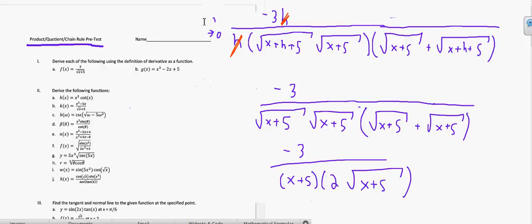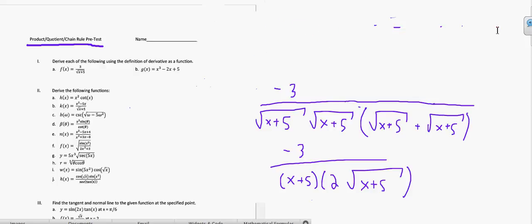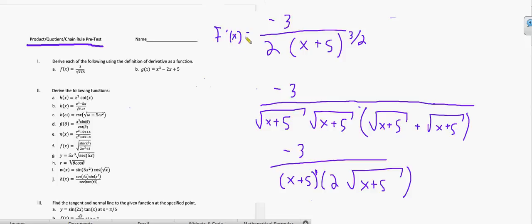And what we can do here, once all this stuff is gone, oh, got a text message, I'm very popular, is x plus 5 to the first power, which is right here. And we're multiplying it by x plus 5 to the 1/2. So it's really just negative 3 over 2 times x plus 5 to the 3/2. All right, and that is f prime of x using the definition of derivative. That was a lot of work.